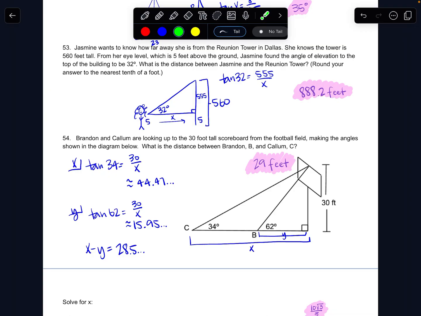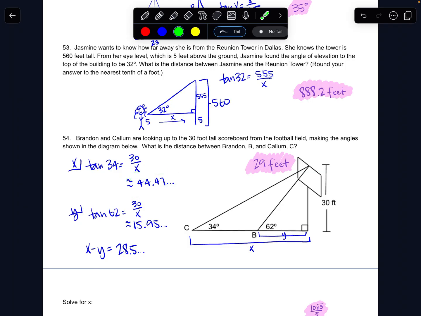And then the last section is kind of like that three-parter that we did in the notes. So Brandon and Callum are both looking up at a 30-foot tall scoreboard in the football field, making angles shown in the diagram below. What is the distance between the two boys? So we first need to find this entire distance for x. We'll use tangent to do that. And again, we don't want to round until we get to the very end. So we'll use tangent 34 is equal to the height of 30 over the length, which is our adjacent x. And I end up with this 44.47 and a bunch of other numbers.